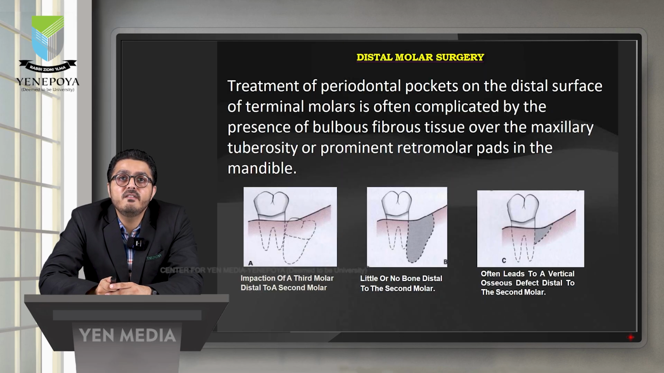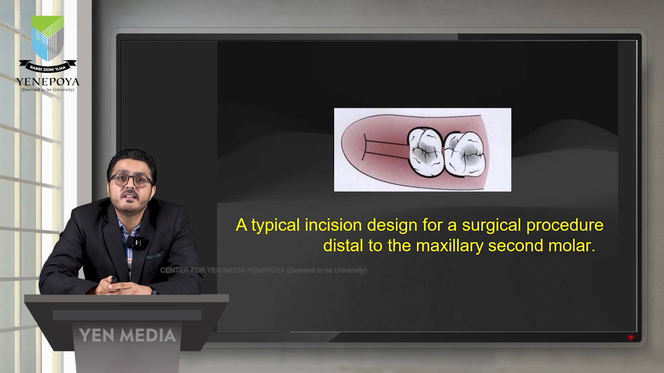Then we have distal molar surgery. The treatment of periodontal pockets on the distal surface of the terminal molar is often complicated by the presence of bulbous fibrous tissue over the maxillary tuberosity or prominent retromolar pads in the mandibular area, as we can see in the diagram. A typical incision designed for a surgical procedure distal to the maxillary second molar is something like this, where we have two parallel lines running at the distal end of the molar reaching to the maxillary tuberosity.